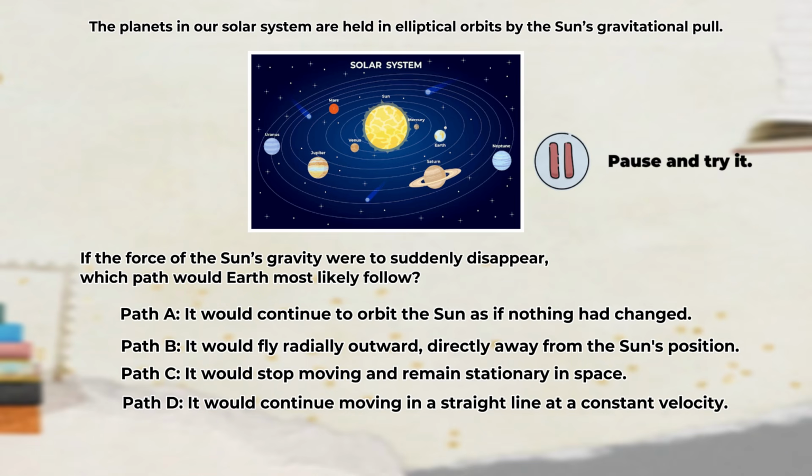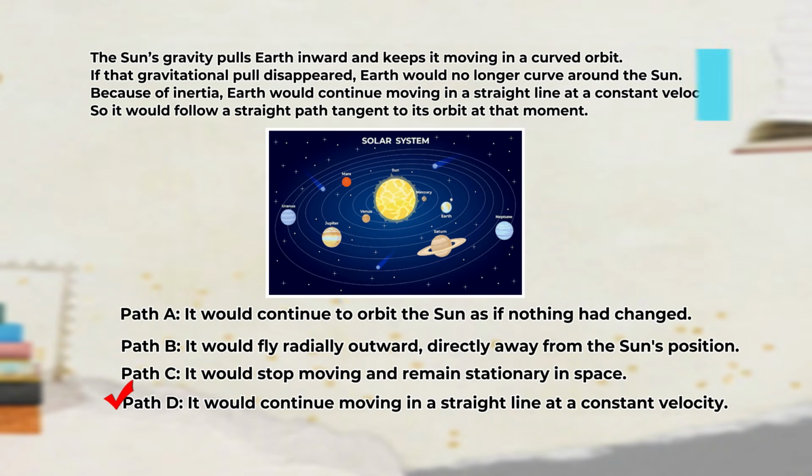The correct answer is path D. The sun's gravity pulls Earth inward and keeps it moving in a curved orbit. If that gravitational pull disappeared, Earth would no longer curve around the sun. Because of inertia, Earth would continue moving in a straight line at a constant velocity. So it would follow a straight path tangent to its orbit at that moment. This question checks whether students understand the relationship between gravity, orbit, and inertia.